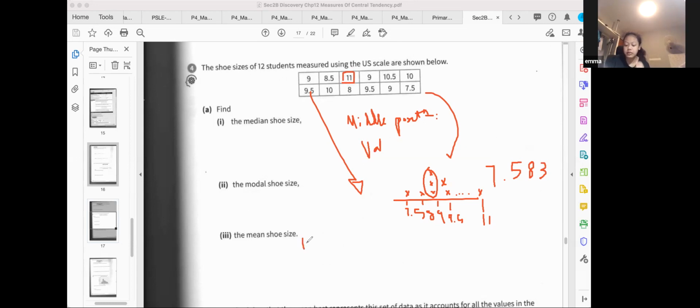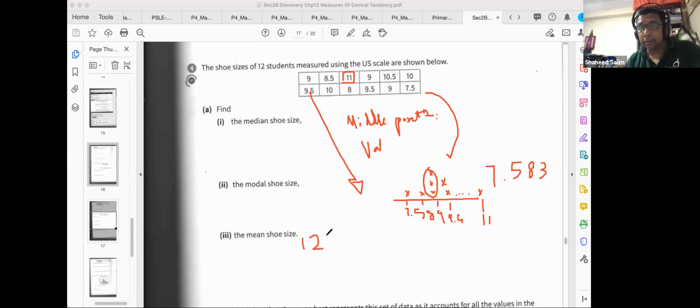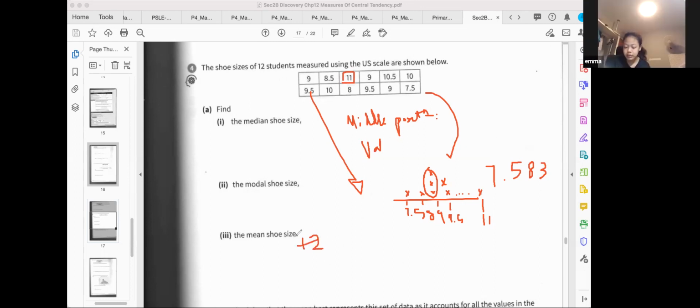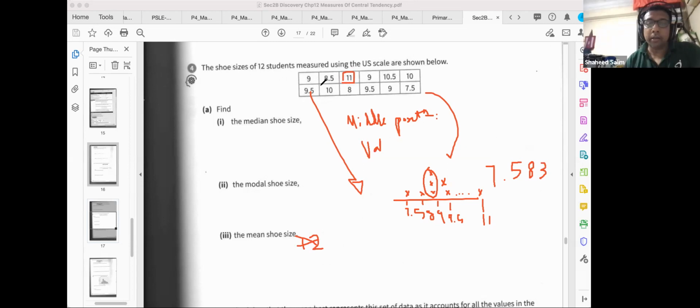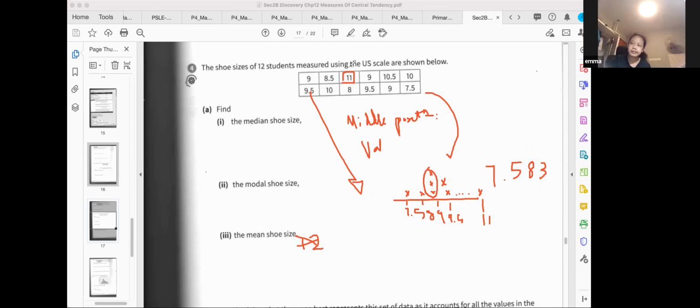91.1 to 1.91. 91 is not, cannot be. You try now. 9 plus 8.5 plus 11 plus 9 plus 10.5 plus 10 plus 9.5 plus... you would get more than 100. Can you try again? You can use this chart, no problem.